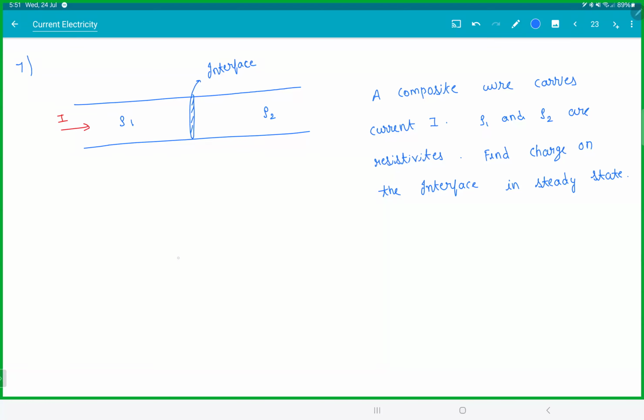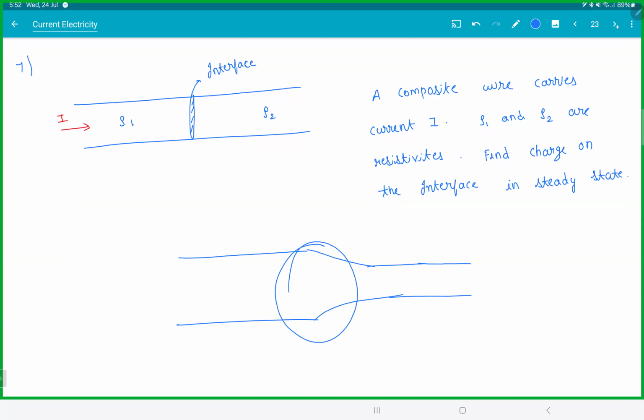See, imagine you're going on a 4-lane highway and suddenly the road converges to 2-lane. What will happen at that intersection when that happens? You'll get a traffic jam. So when you say composite wire, you're taking two wires of different charge carriers or different resistivity. So all these electrons which are flowing will suddenly encounter a kind of obstruction. So electrons will start piling up.